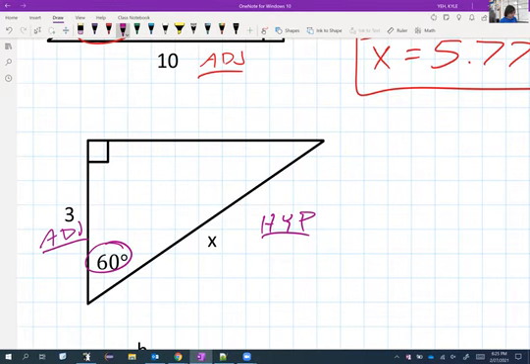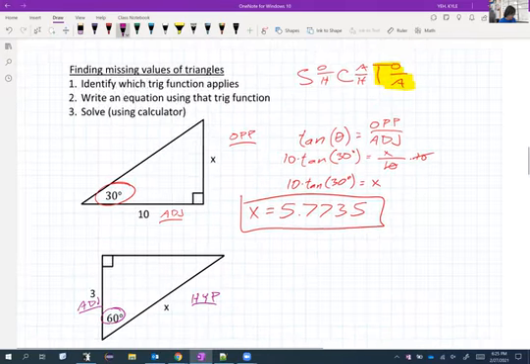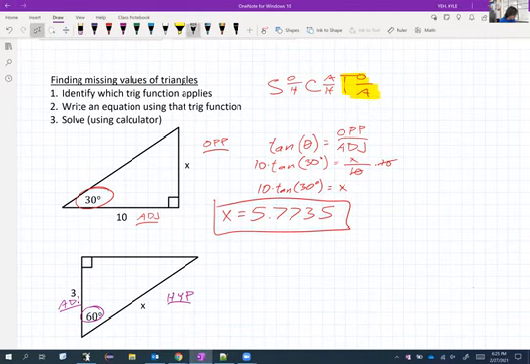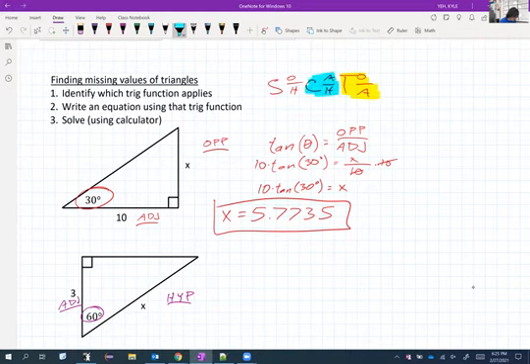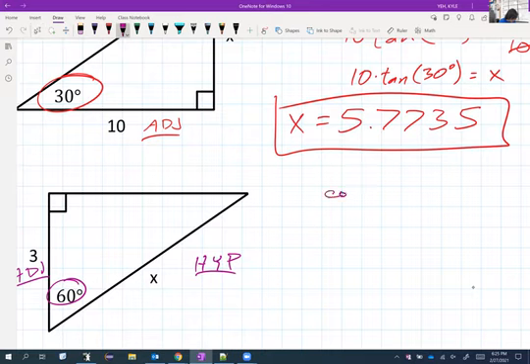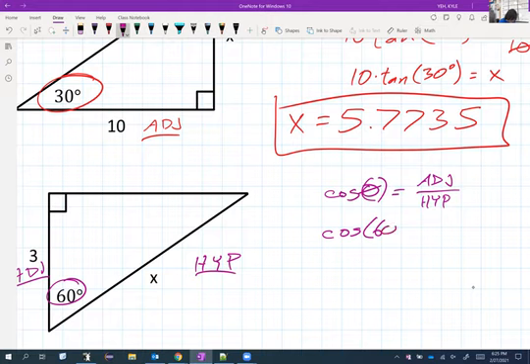So which of my three main trig functions uses adjacent and hypotenuse? Looks like a job for cosine this time. So we can write our cosine equation. I know that cosine of theta equals adjacent over hypotenuse. So I'll replace some things. Cosine of 60 degrees equals adjacent is 3 over x, the hypotenuse.